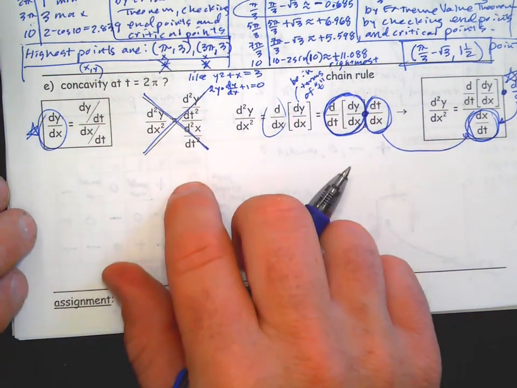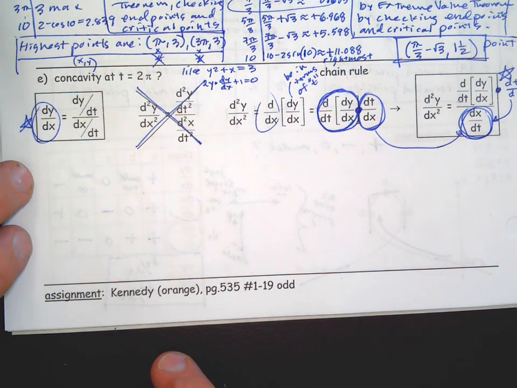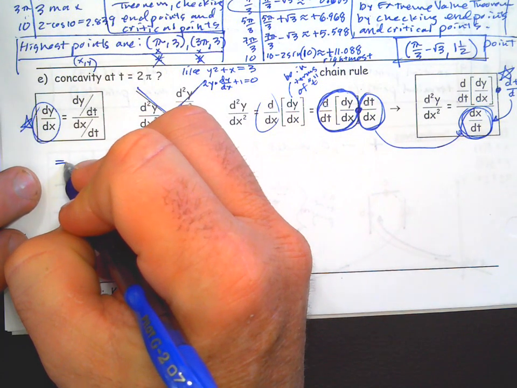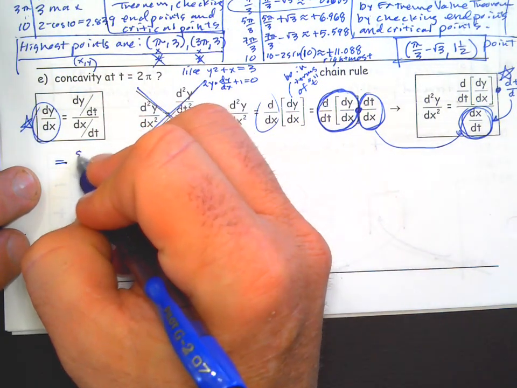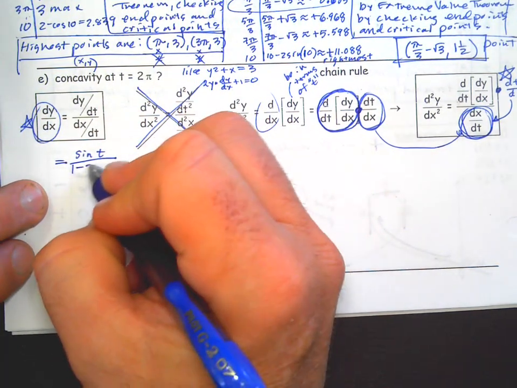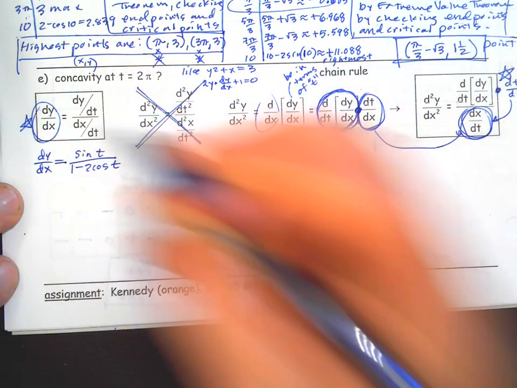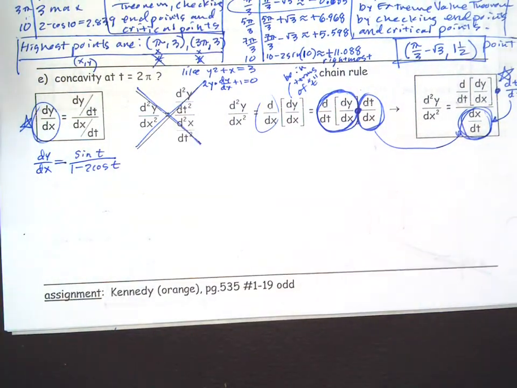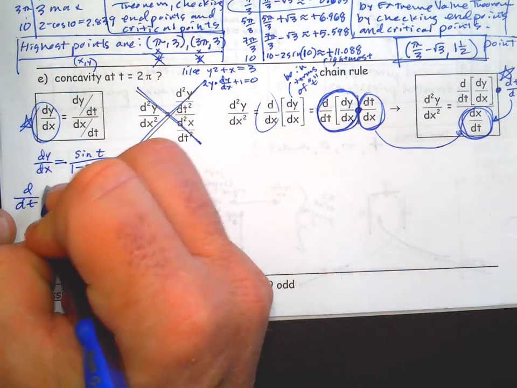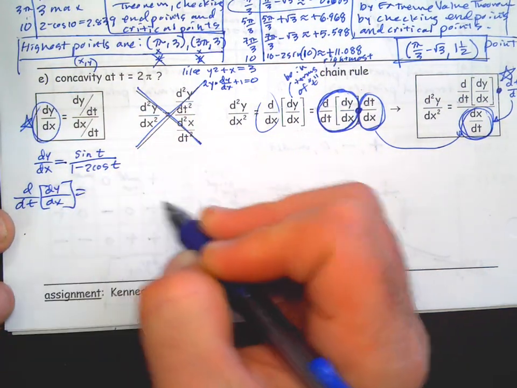So applying this to the problem that we were doing up above, we already found dy/dt and dx/dt, so I'm just going to use those. So dy/dt was sine t, and dx/dt was 1 minus 2 cosine t. So that's dy/dx. And then we need to take the derivative of it with respect to time. And that's going to involve a quotient rule.